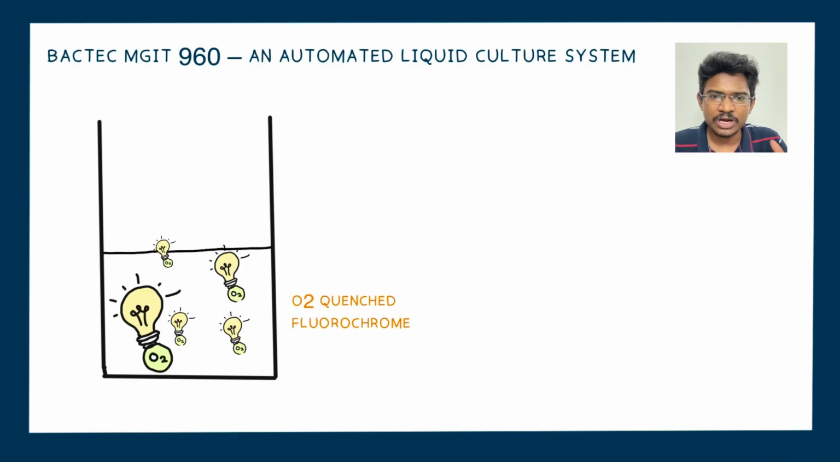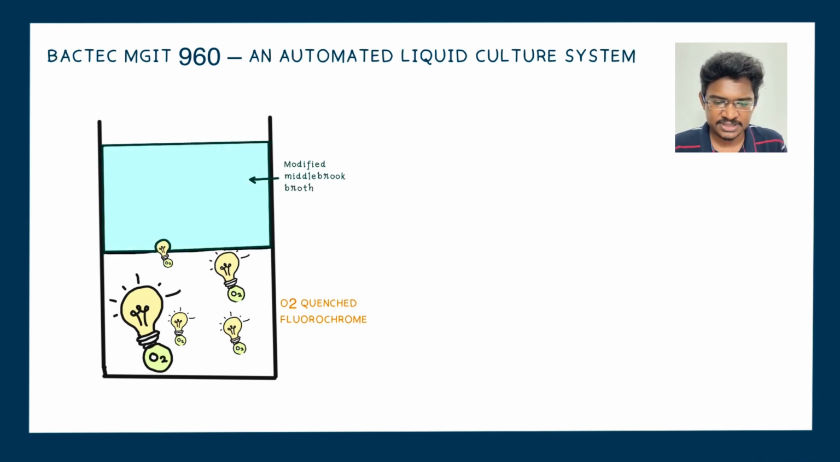This test utilizes O2 quenched fluorochromes, meaning you can just see it like bulbs attached with oxygen. As long as oxygen is attached to this bulb, there will be no fluorescence. The bulbs are switched off. When this oxygen is extracted from these fluorochromes, they will fluoresce and give some light. This is what is used in this test.